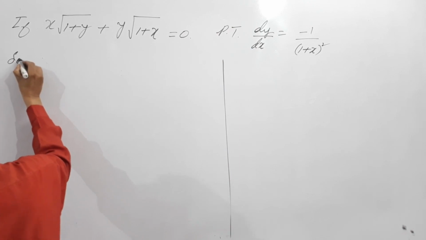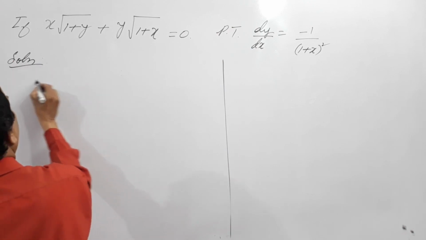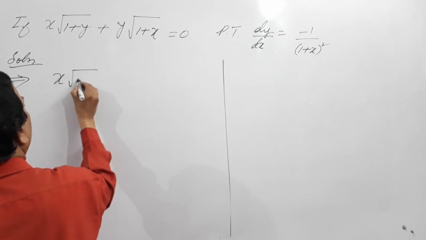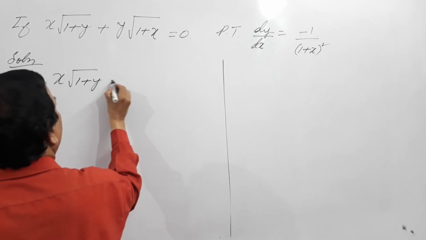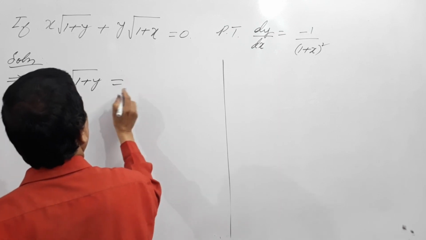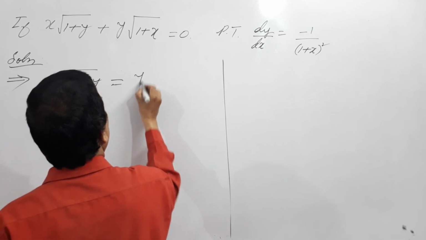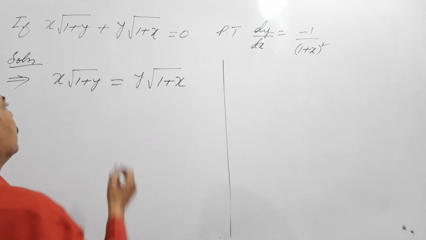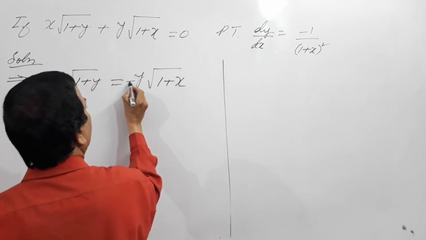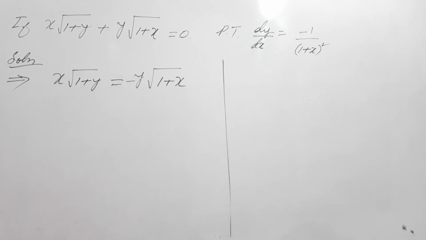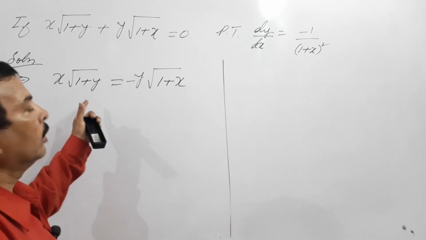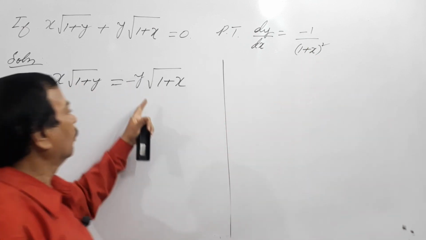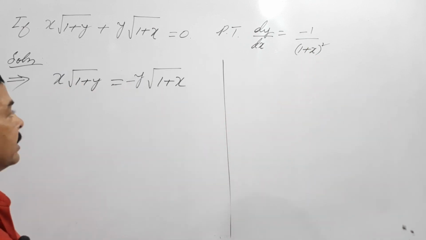Solution. I can write this as what? Given problem is x into root 1 plus y equals to y into root 1 plus x. I can write like this. So once it goes across, it becomes minus sign. Right? So now we have to get this 1 plus x the whole square. What to do? We'll square both the sides.